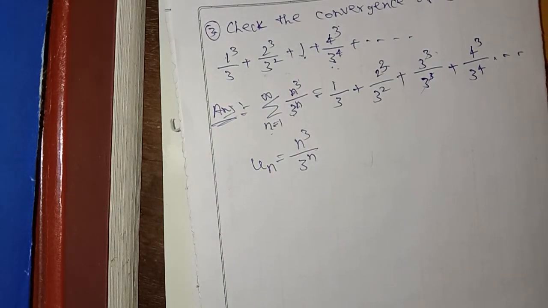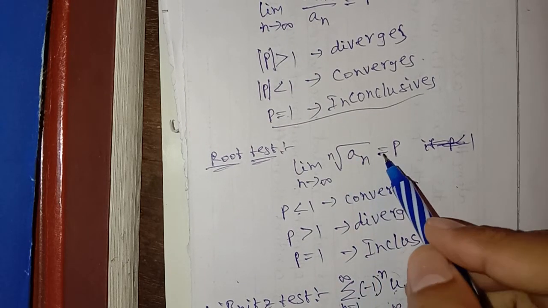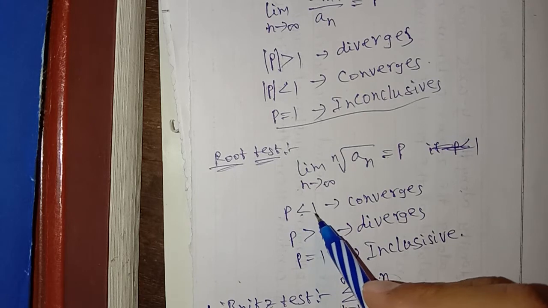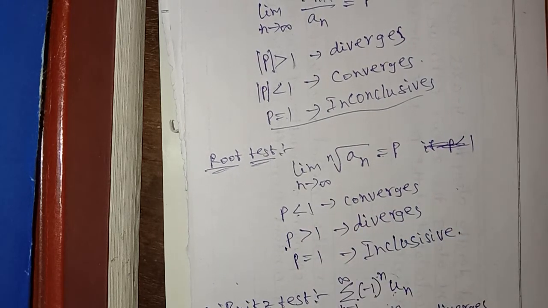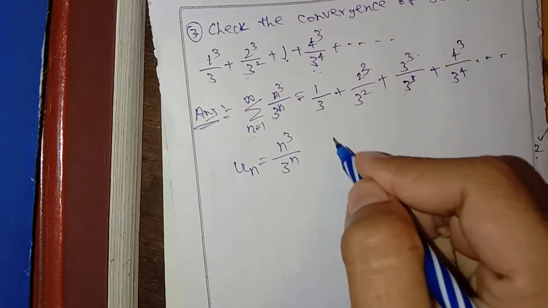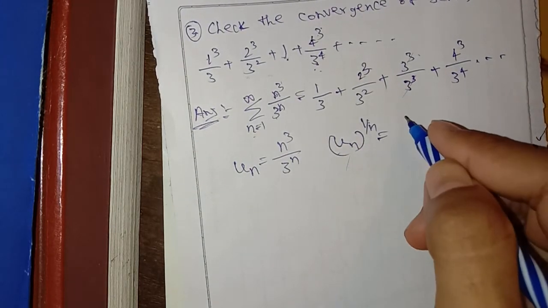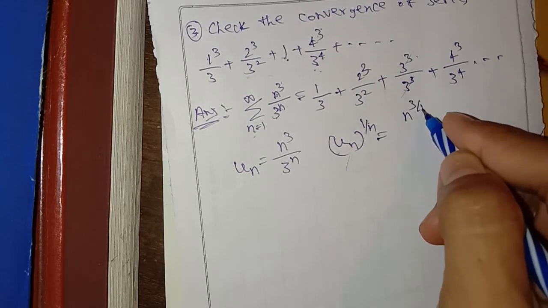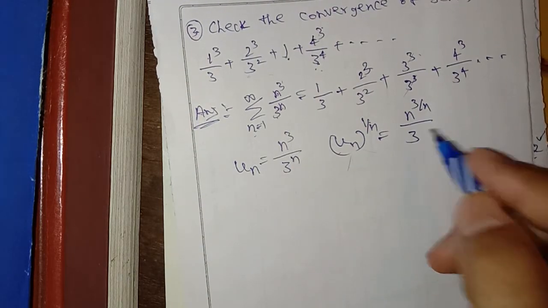Now we have the root test. What does it say? If limit n tends to infinity of the nth root of un is equal to p, if p is less than 1, then it converges. If p is greater than 1, then it diverges. If p is equal to 1, inconclusive. So if we apply the nth root, un raised to 1 by n, then we get n raised to 3 by n divided by 3.